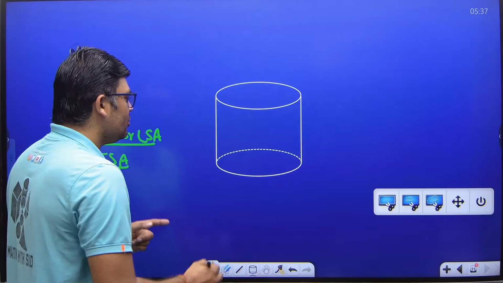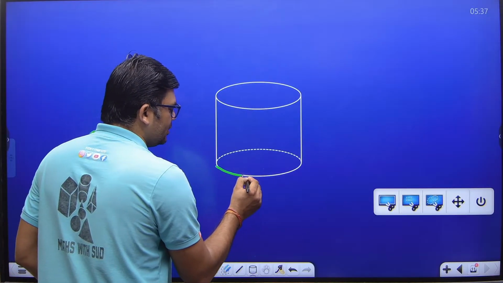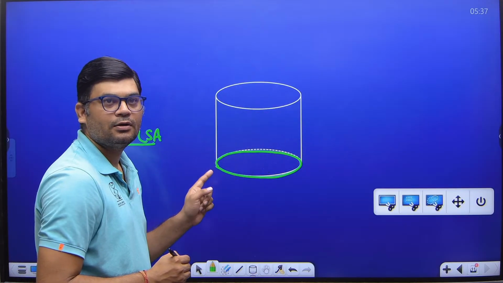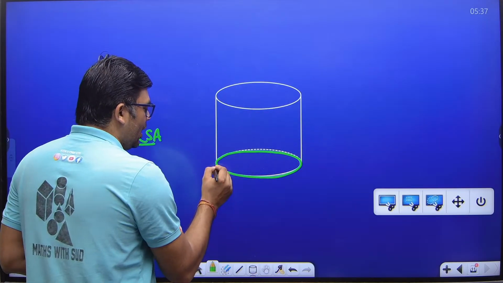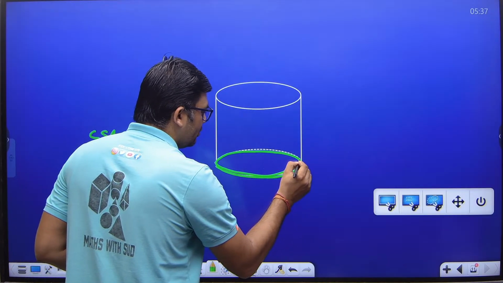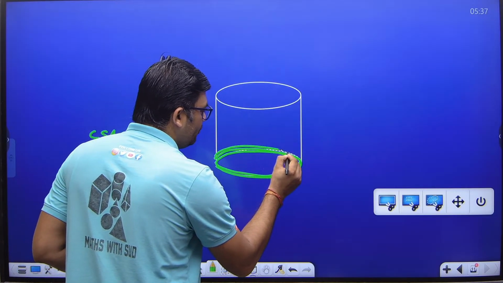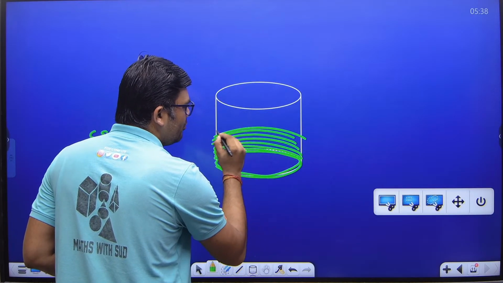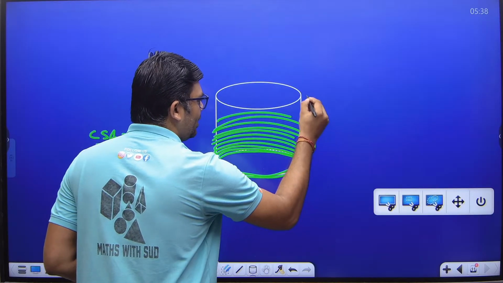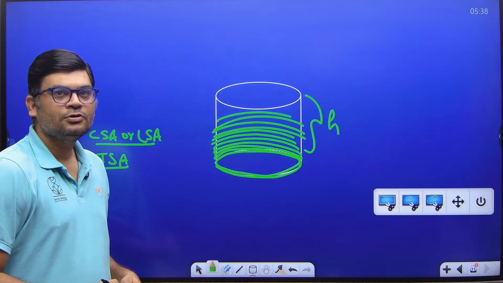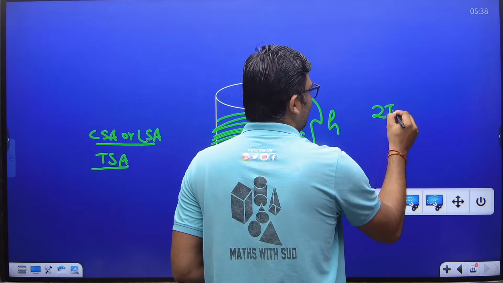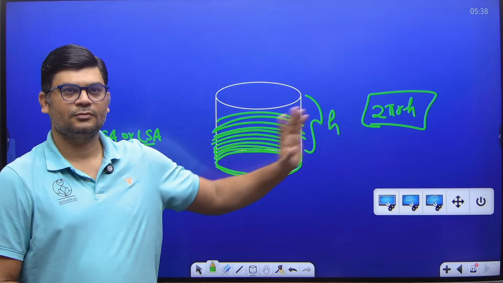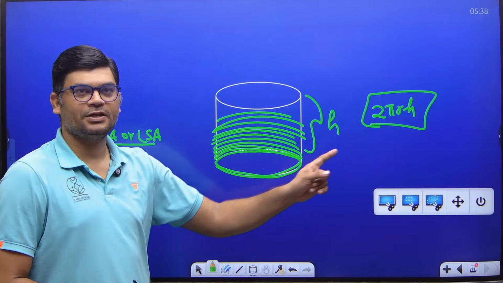Suppose this is a circle and I am going to paint this circle. How much have I painted? 2 pi r. Again I am going to paint 2 pi r, again 2 pi r, and so on. Up to how much will I paint? Up to the height. So the formula is 2 pi r h. This is for curved surface area.